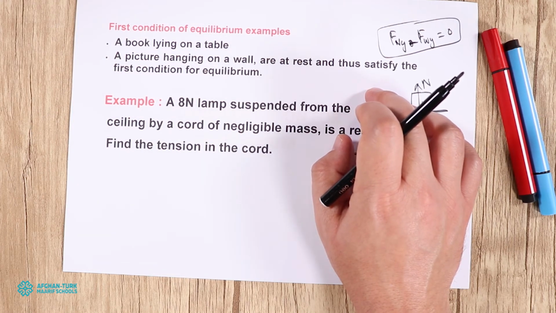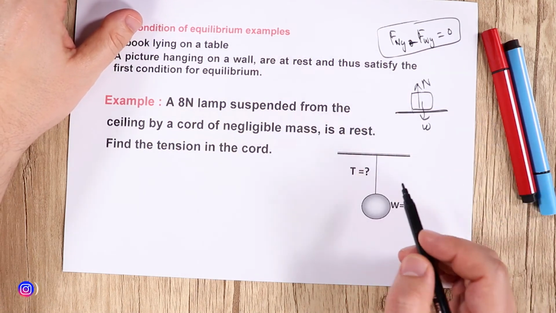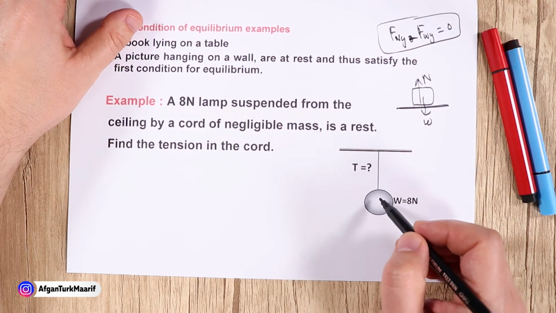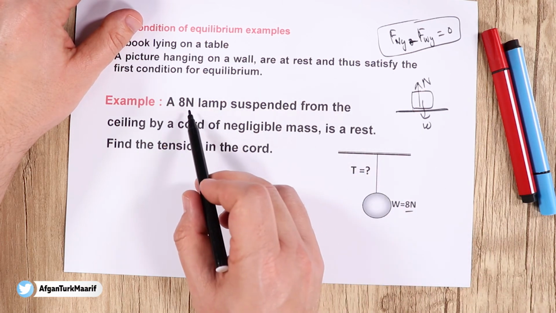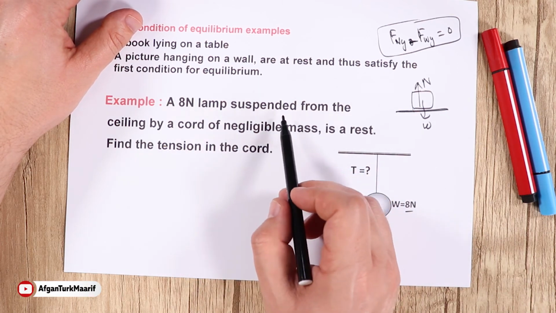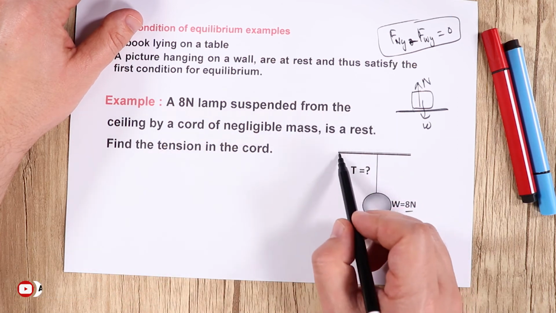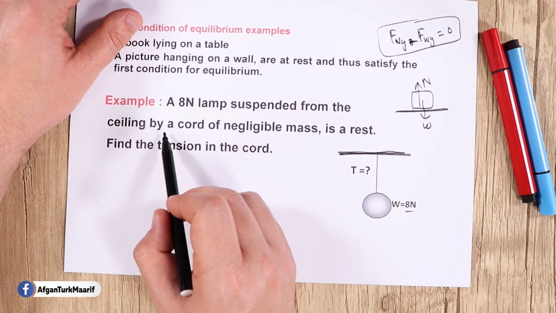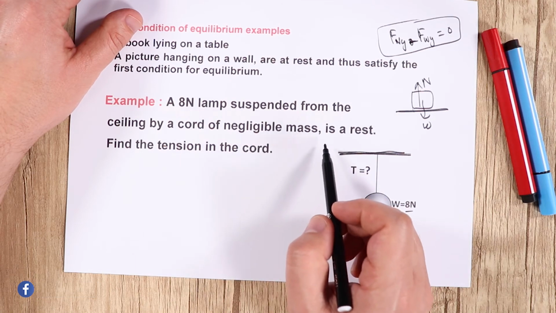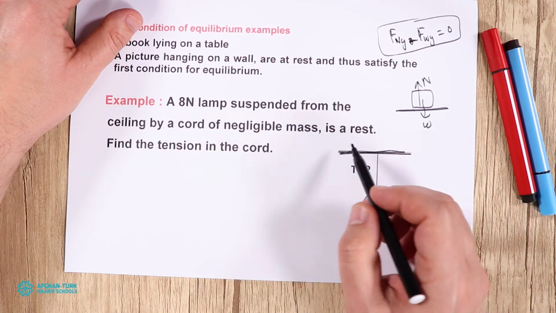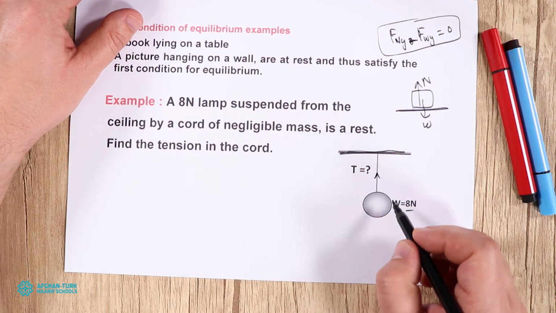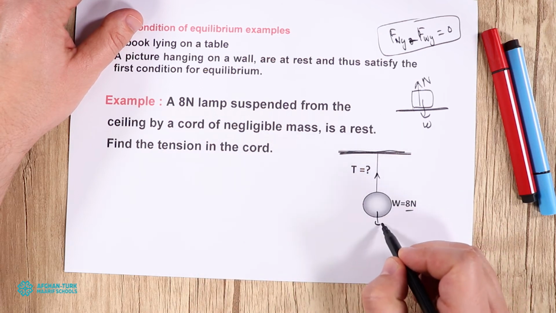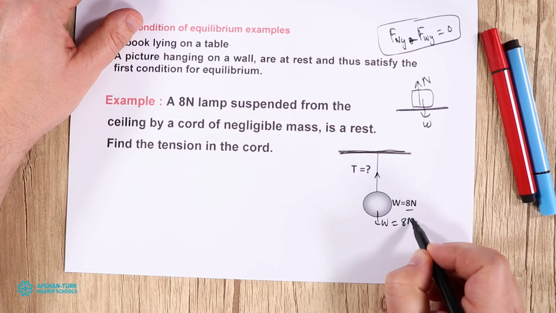Okay, let's see a simple example. This is the lamp. The lamp weighs 8 Newton. What do they want? An 8 Newton lamp is suspended from the ceiling by a cord of negligible mass. This string is called a cord. Find the tension in the cord. So they want the tension, and the weight is downward, which is equal to 8 Newton.